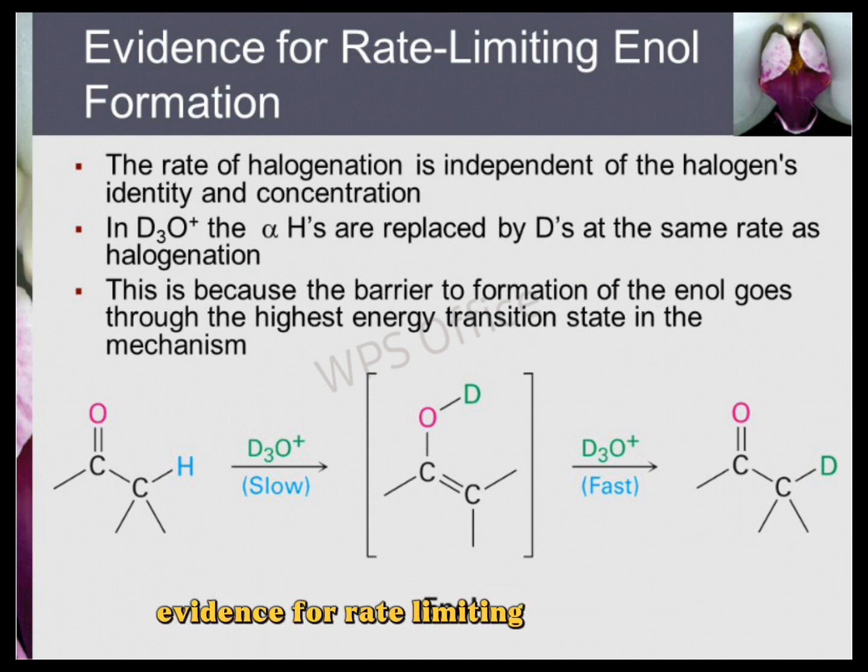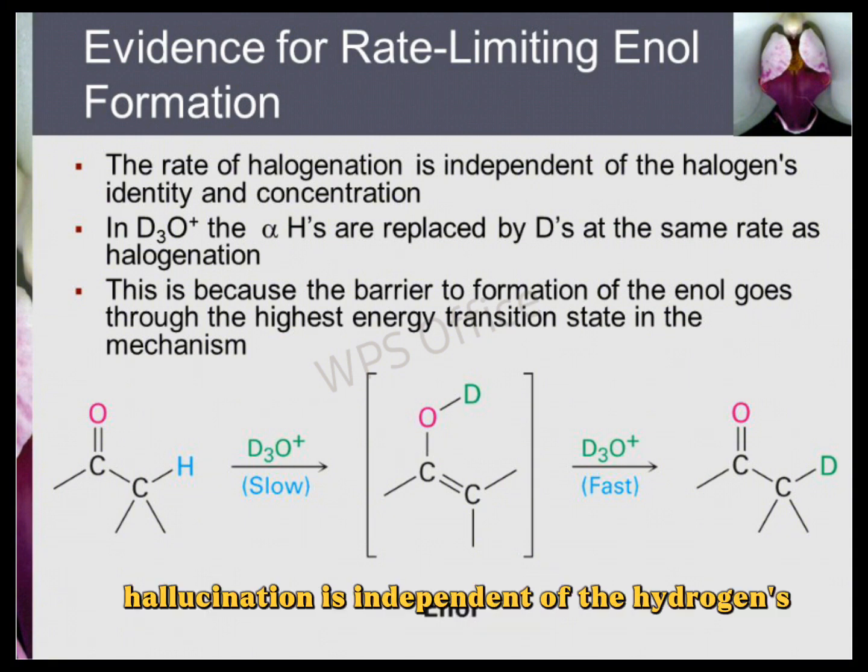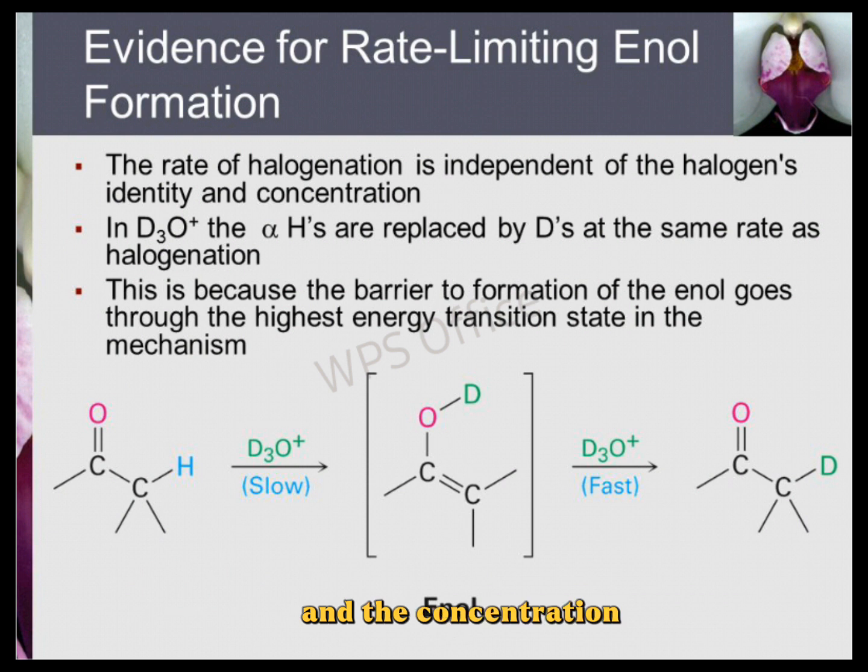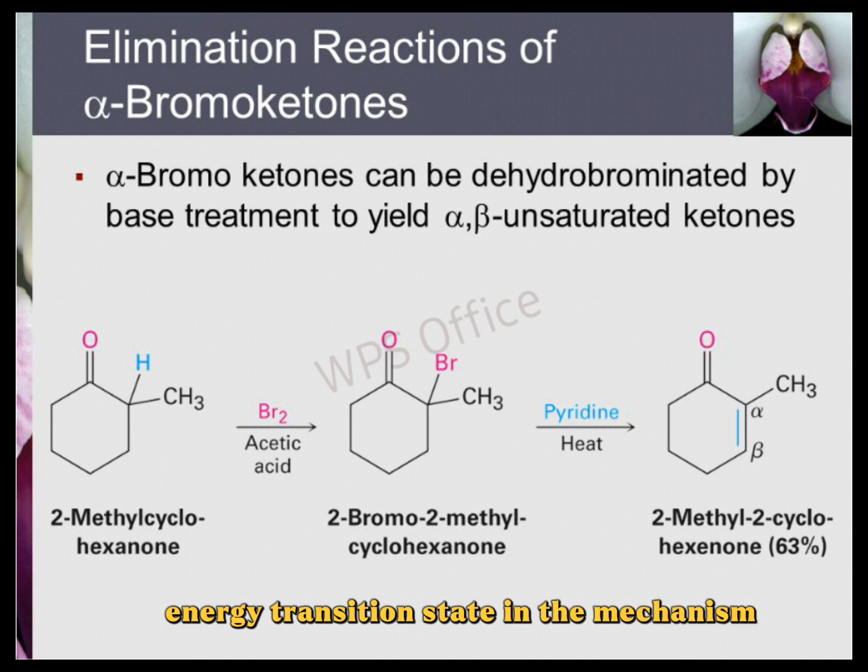Evidence for rate-limiting enol formation. The rate of halogenation is independent of the halogen's identity and concentration. In D3O+, the alpha hydrogens are replaced by deuterium at the same rate as halogenation. This is because the barrier to formation of the enol goes through the highest energy transition state in the mechanism.